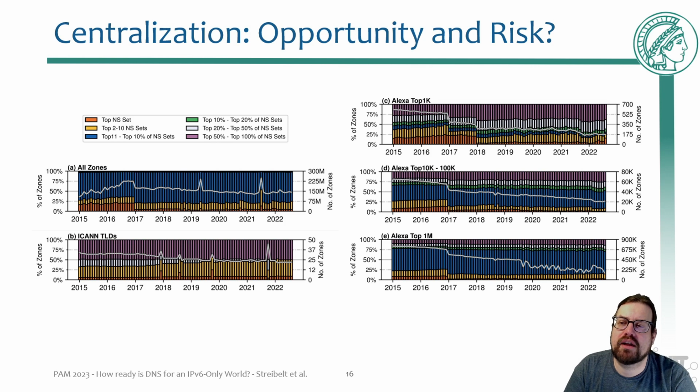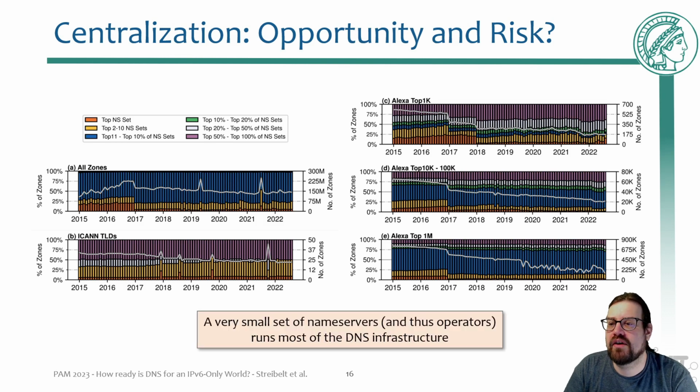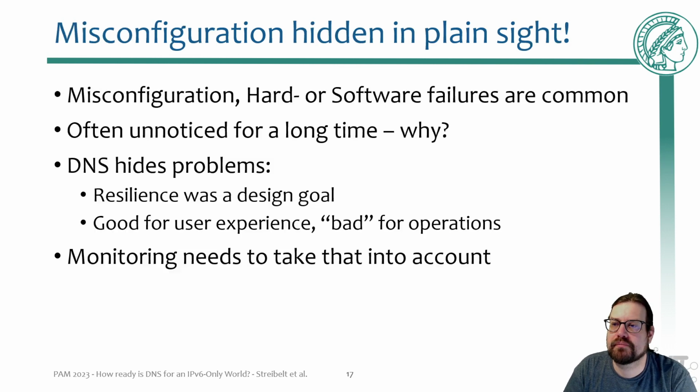Finally, let's take a look at centralization, and when we plot the numbers there, we can clearly see by the dominating colors orange, yellow, and blue that the top 10% of NS in their respective group are responsible for most, if not all, zones. While for TLDs we are not surprised, looking at the Alexa domains, being able to identify the one top NS set is astonishing. So a very small set of name servers and thus operators runs most of the DNS infrastructure, which can also be seen as a chance to get more adoption by convincing these few operators.